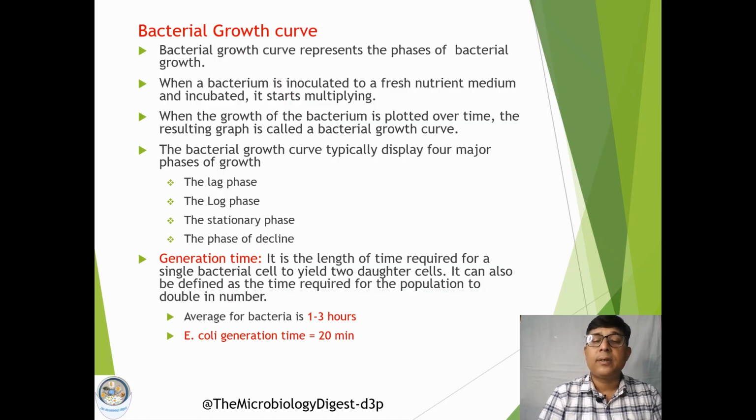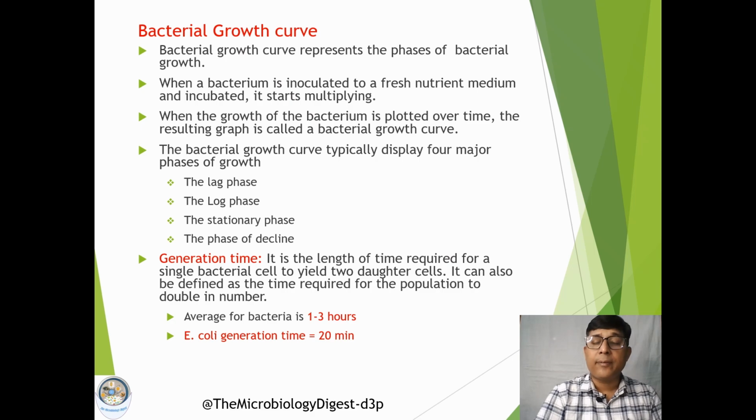Now, when we are plotting, there is a term called generation time. Generation time is often something we need to calculate when we cultivate organisms in the laboratory. Generation time is the length of time required for a single bacterial cell to yield two daughter cells. It is the time required by bacteria to completely double their original population. This time is called generation time.